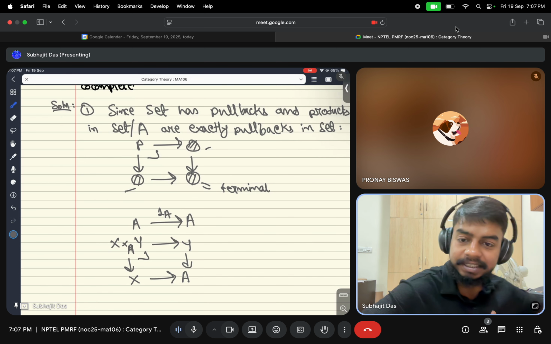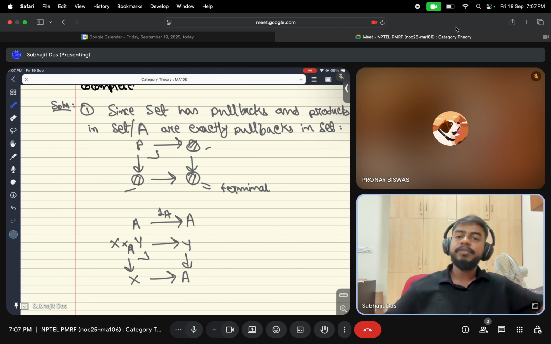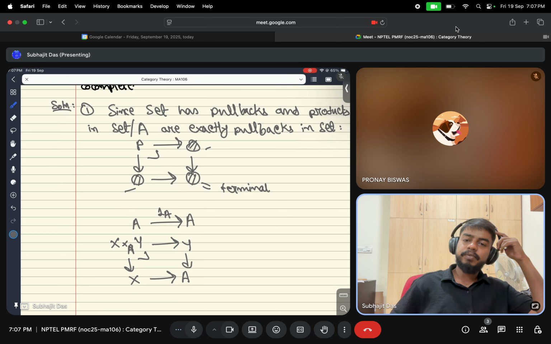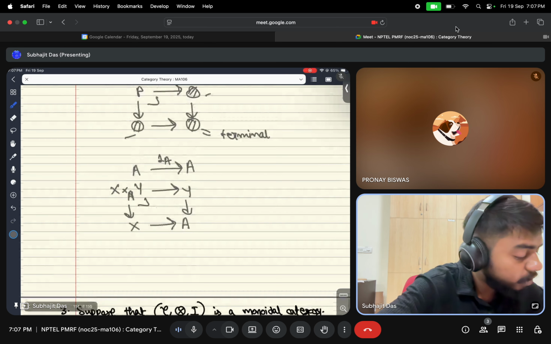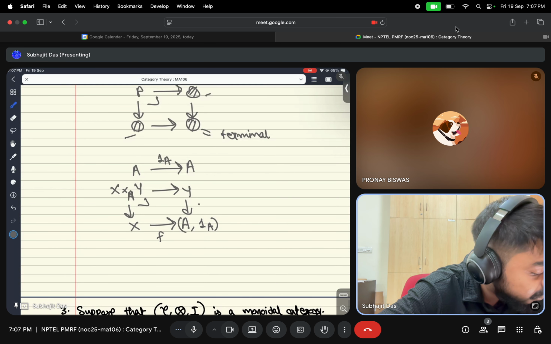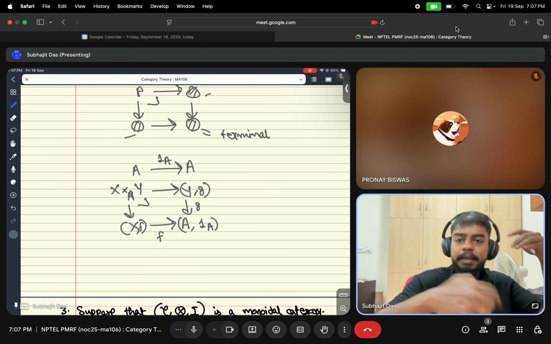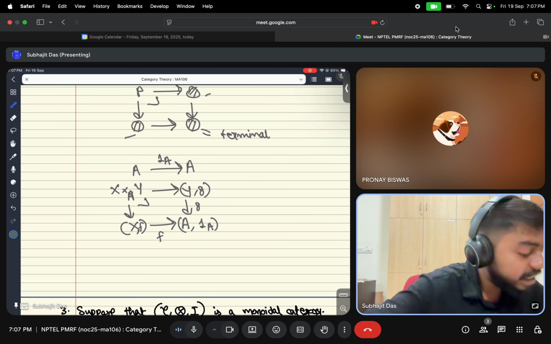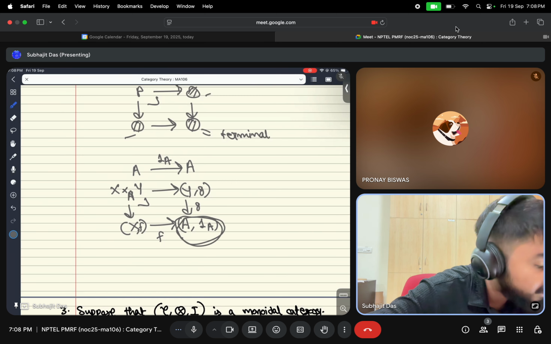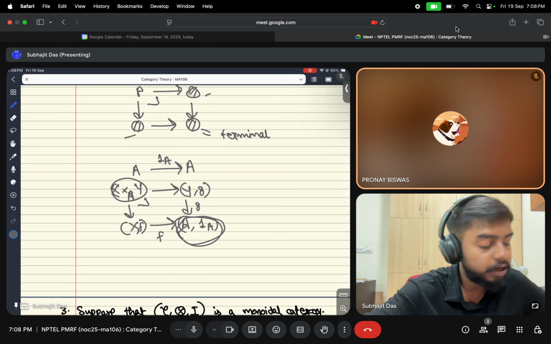You can interpret this entirely as a diagram in set over A. Observe that X is a set over A, Y is a set over A, as well as X cross over A with Y is again a set over A, and A itself is a set over A. So you can think of this as a diagram with A, 1A. Let's suppose this arrow is F, this is G. So Y, G to this, X, F to this. And this has a common structure here. The interesting thing is that this is the terminal object here, and hence this has to be the product.